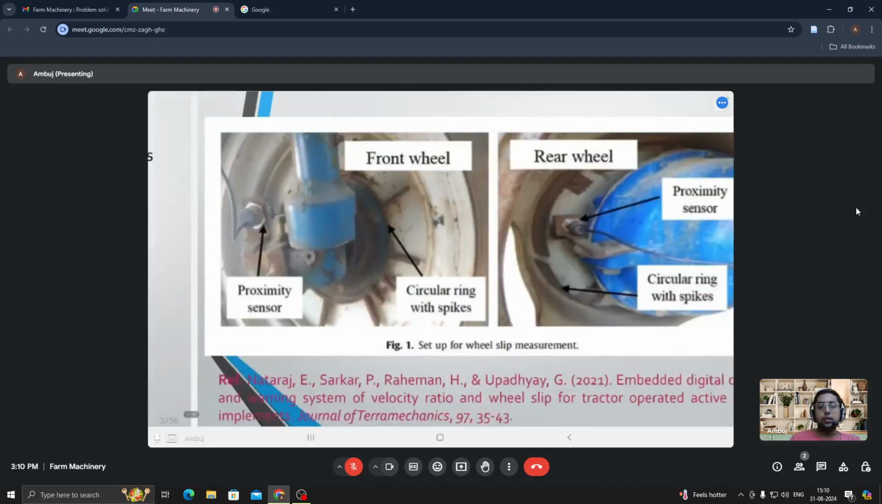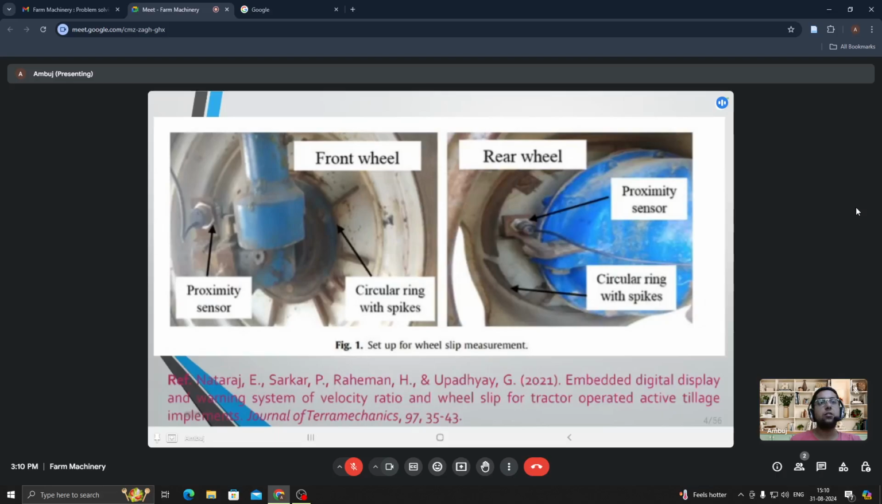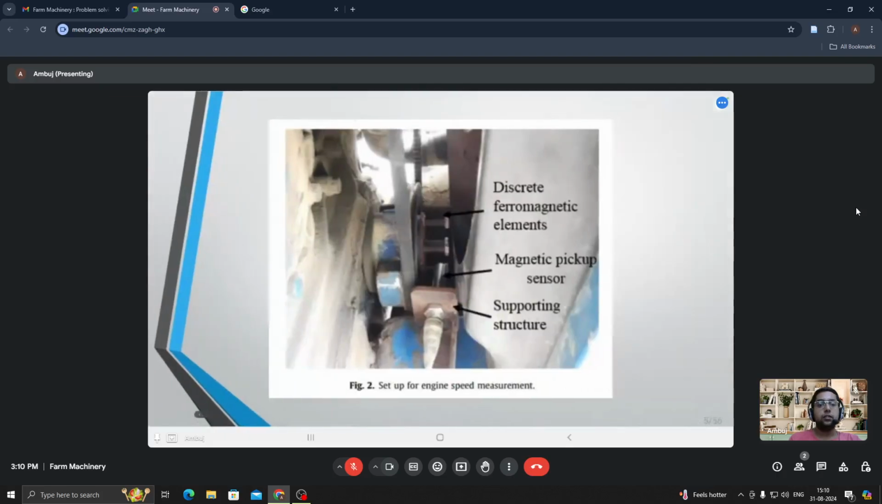Here, this particular study has taken place at IIT Kharagpur only. I've given you the reference also. You can please read and try to understand what the researchers have done here. They mounted the proximity sensor on both front wheels and rear wheels. Then they also mounted a magnetic pickup sensor for measuring the engine rpm. There is a supporting structure, then discrete ferromagnetic elements. Why are these ferromagnetic elements required? To obstruct the magnetic field of the magnetic pickup sensor, so it can give us the rpm reading.